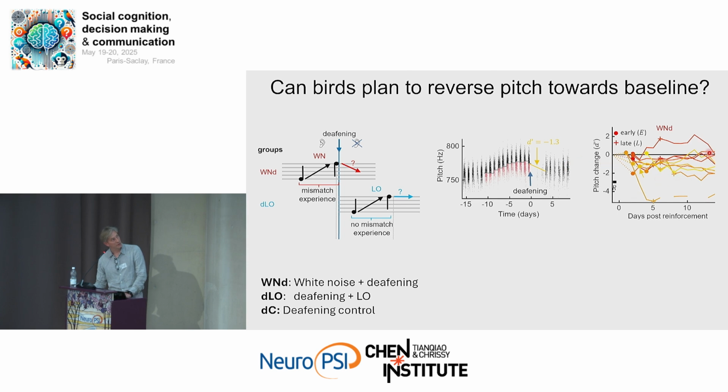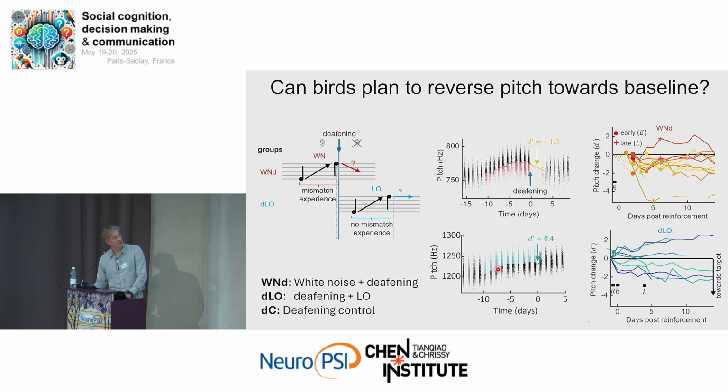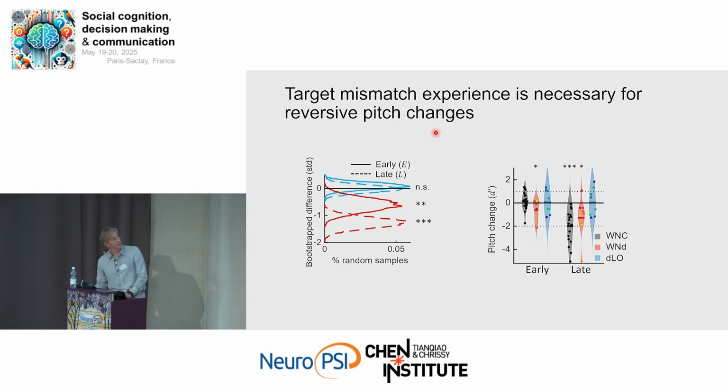And so you could see, if you look at all the birds, 0 means no change. You see all the birds after a few days from recovering from the surgery, they sing a pitch that is towards baseline. So they revert a little bit. But when they were shifted with light, so when they had no mismatch experience, then on average, there's no change. Some birds shifted up, some down, so they seem to drift. So it seems that the target mismatch experience is necessary for reversive pitch changes.